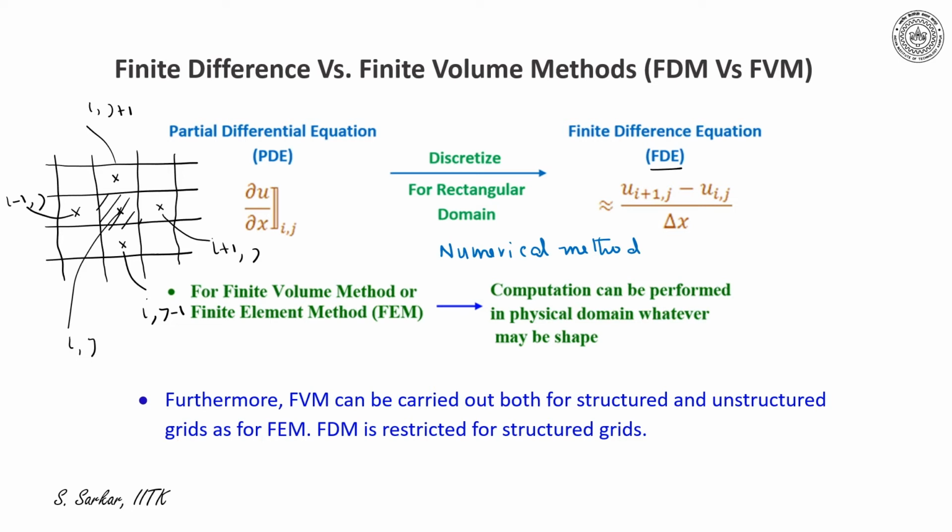Now another question may arise: what will happen when the body is not conformal to the rectangular mesh? Suppose, let me consider an aerofoil, right? Or a cylinder. So suppose you are asked to evaluate by finite difference method flow around an aerofoil or flow around a cylinder, then what will you do?